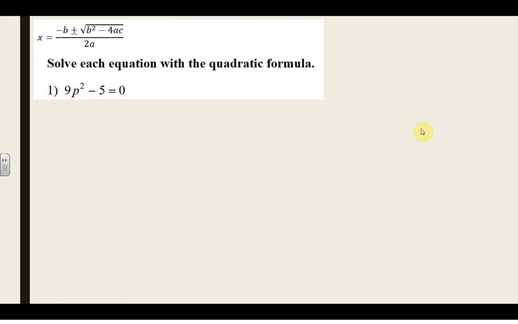Oh, yeah. Quadratic formula. x equals negative b plus or minus the square root of b squared minus 4ac, all over 2a. You should know it by now, but you are given it.